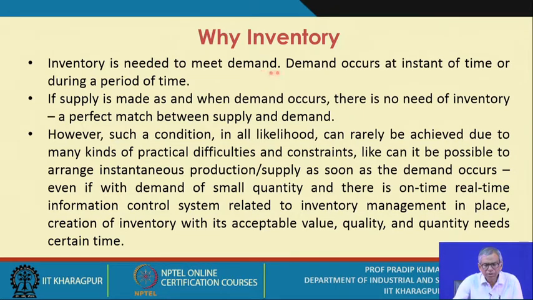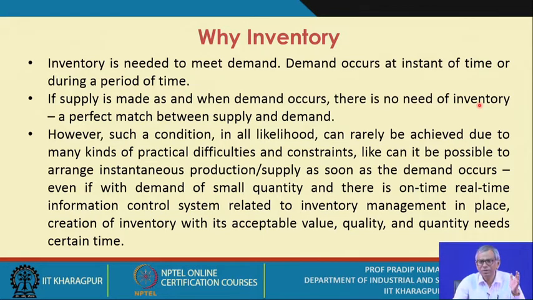So, inventory is needed to meet demand. Demand occurs at an instant of time or during a period of time. If supply is made as and when demand occurs, if this is possible; in many cases, in the majority of cases, this is not possible. There is no need of inventory. There is a perfect match between supply and demand. So, this might happen in certain cases.